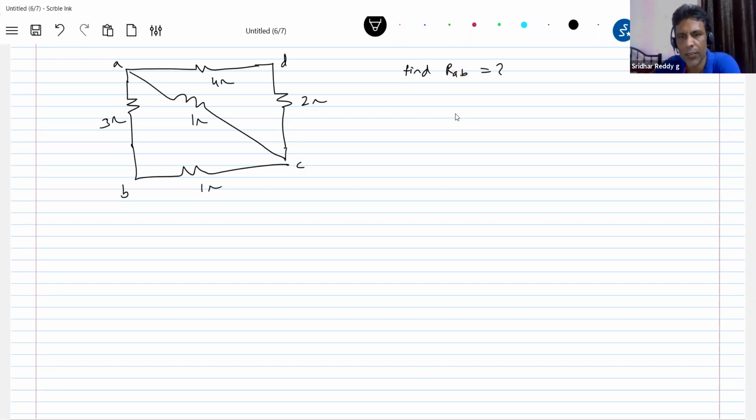One by one we'll find out. What do you mean by RAB? It means you directly begin like this. You consider a cell. You connect a cell. This is only for your understanding purpose. There's no cell actually. So the cell will send a current I.